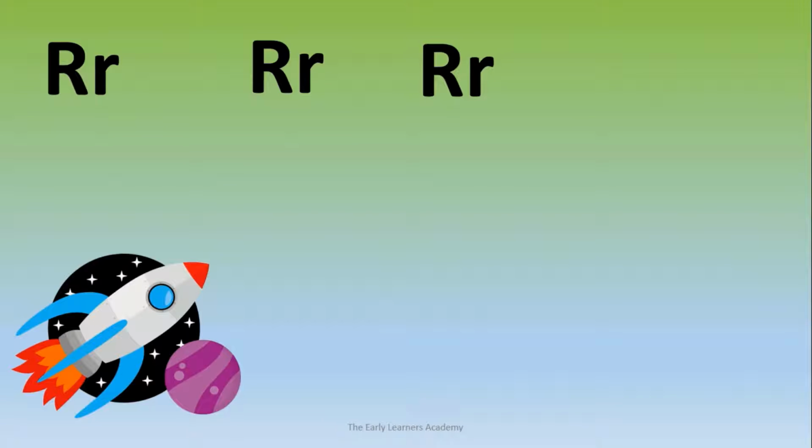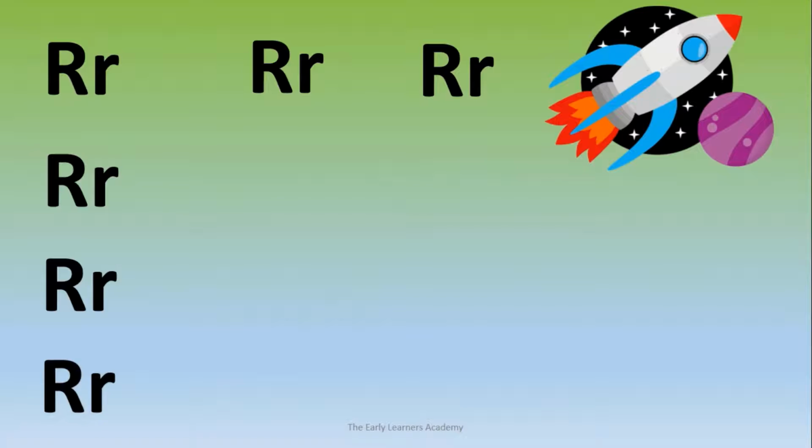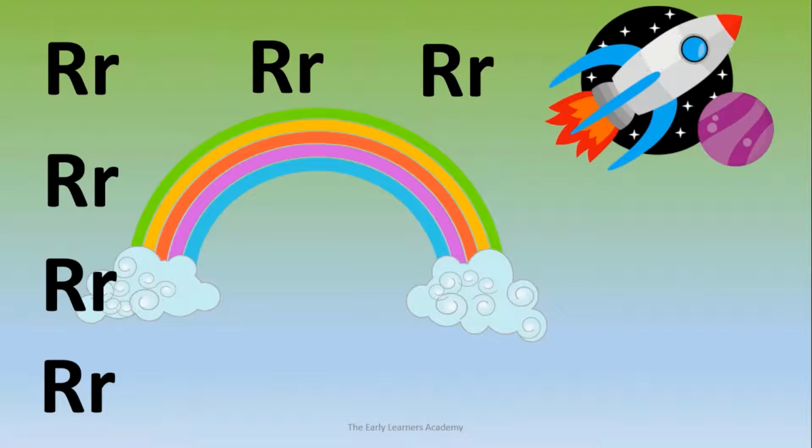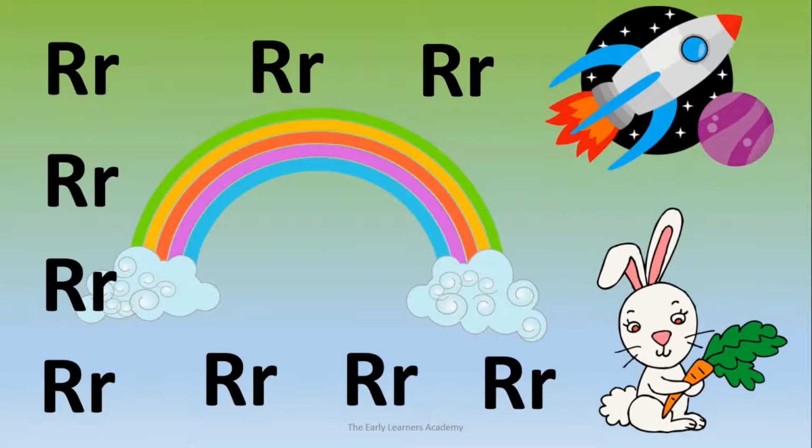Letter R. This is big letter R. This is a small letter R. And the sound of R is R. R. R. R. Rocket. R. R. R. Rainbow. R. R. R. Rabbit.